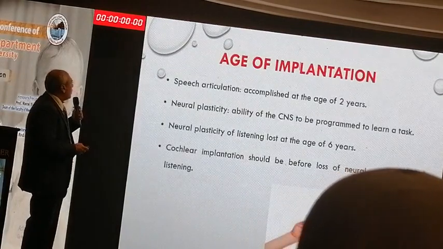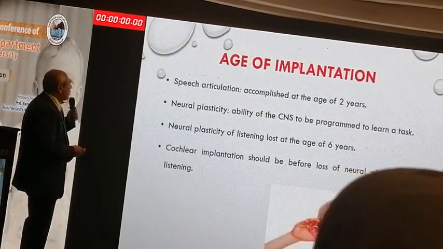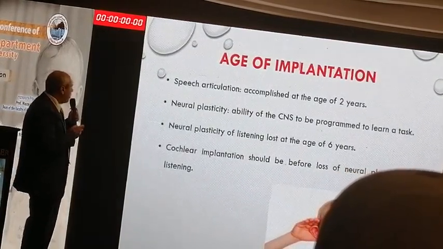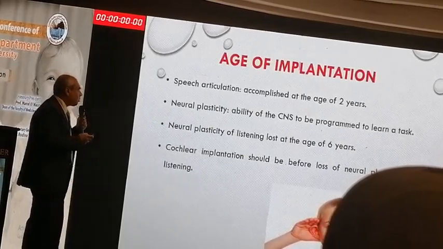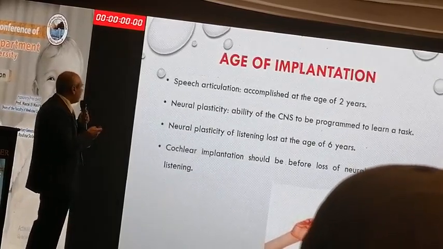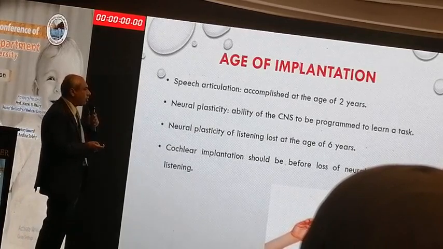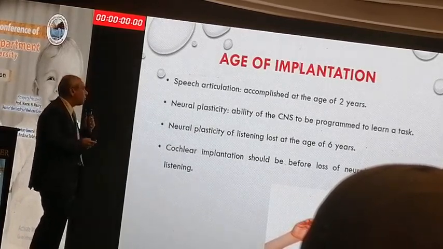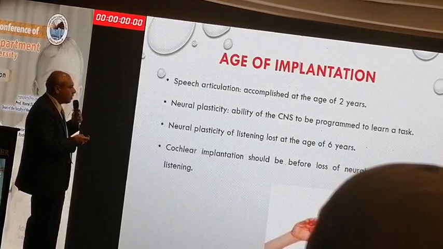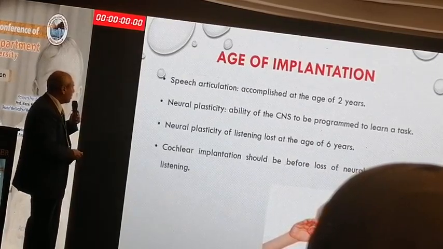The age of implantation: speech articulation is accomplished by the age of 2 years. The neuroplasticity is the ability of the CNS to be programmed to learn a certain task. The plasticity for listening is lost by the age of 6 years, and therefore cochlear implantation should be done before the age of 6 years, which is the time for loss of neuroplasticity for listening.